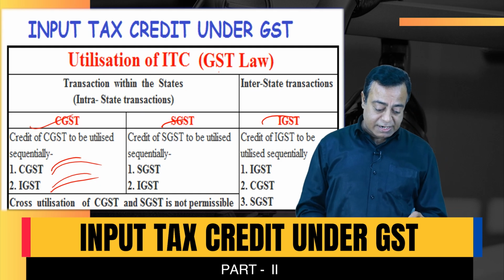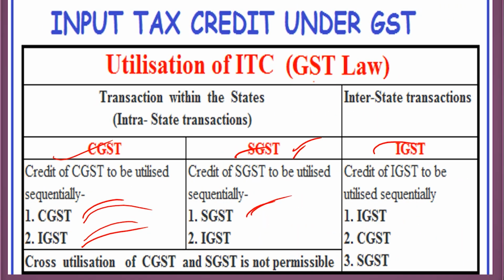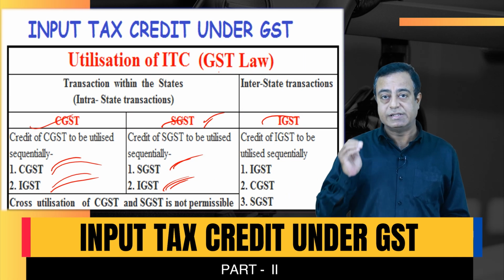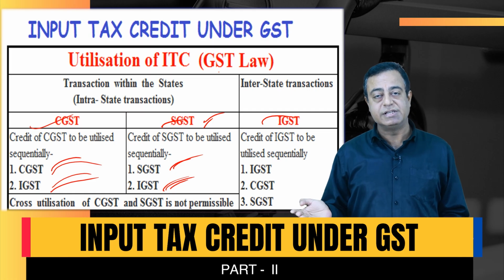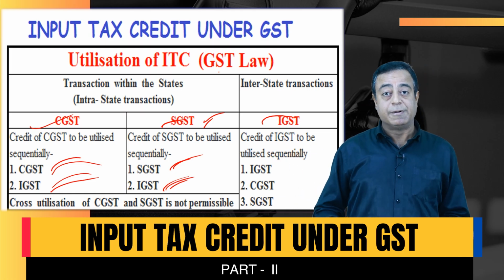We have the same provision for SGST. SGST can be used for payment of SGST, and after that it can be used for IGST. It means SGST cannot be utilized for CGST. In short, in summary, CGST cannot be used for SGST and SGST cannot be used for CGST.